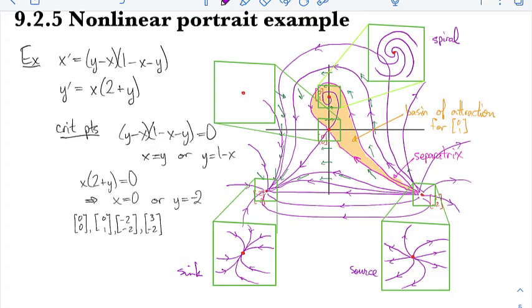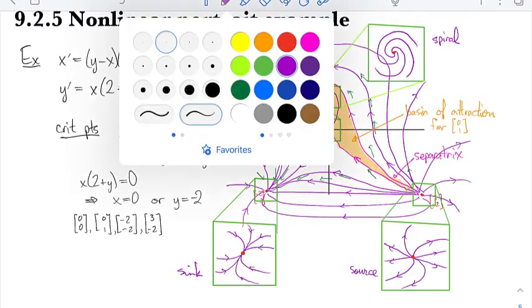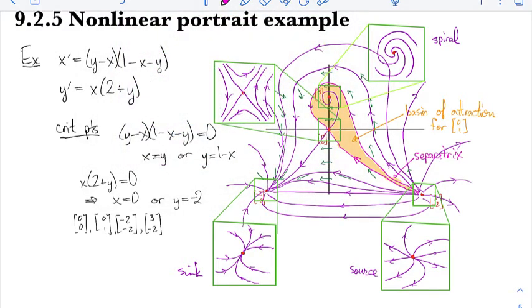This guy's actually a saddle. So he's got the one coming this way and the other one coming this way. And there we go. All right. Oh, and I guess that's our separatrix right here. So this is coming in and the other one's going out.